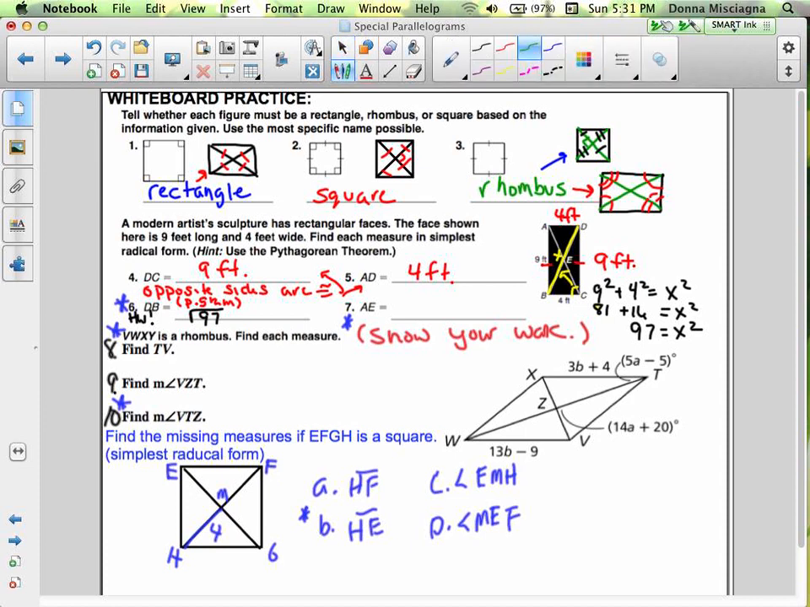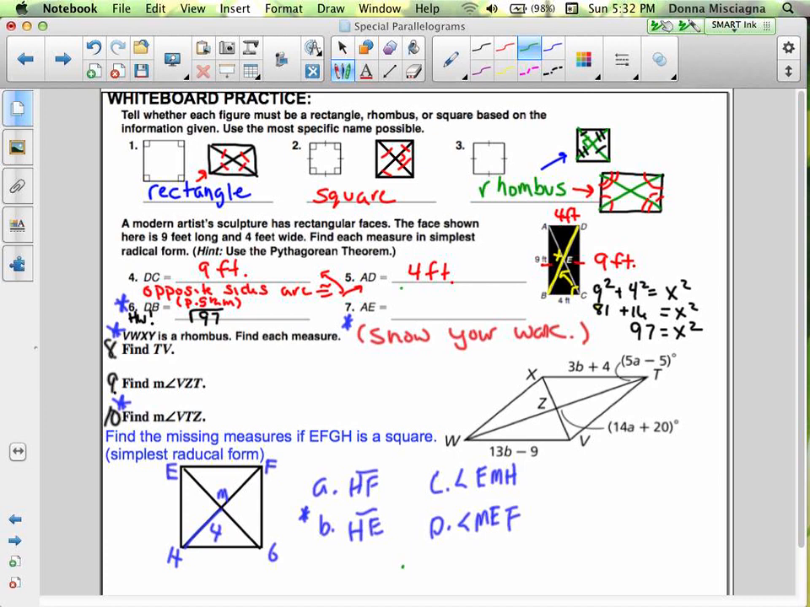So remember that a rectangle has congruent diagonals. I'm going to get rid of the show your work. I promise to show my work. Oh no, I can't. It's locked in there, I guess. That's all right. So diagonals in a rectangle are congruent.